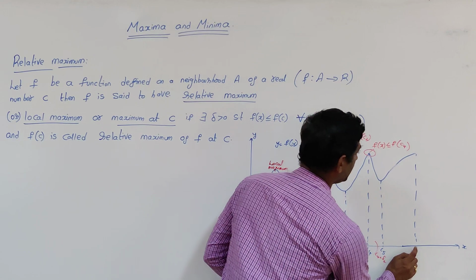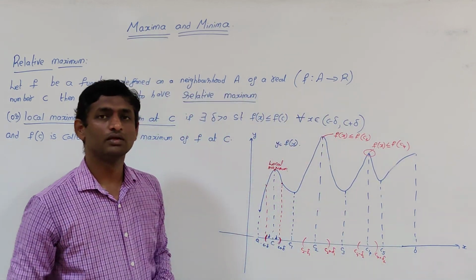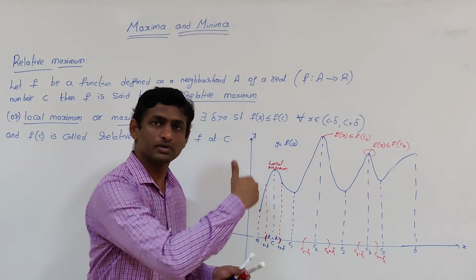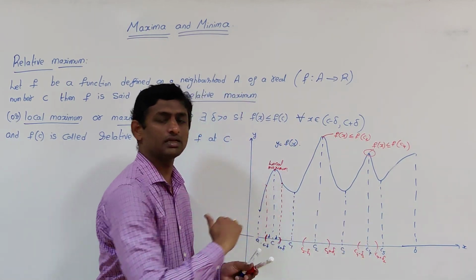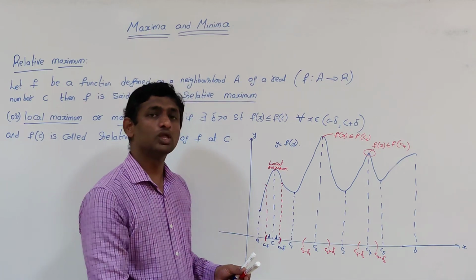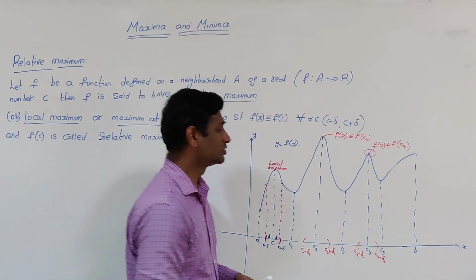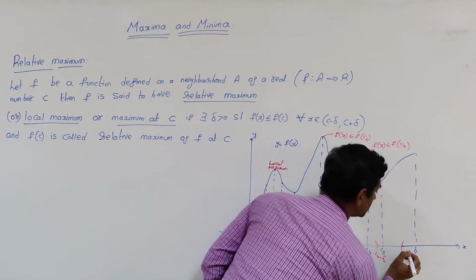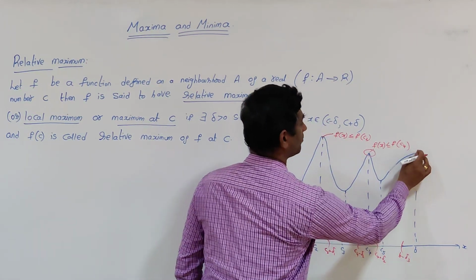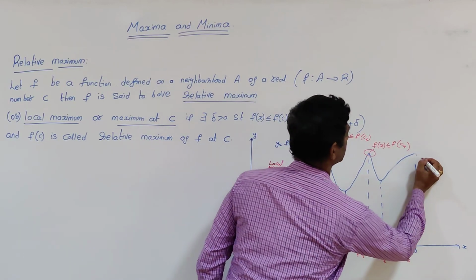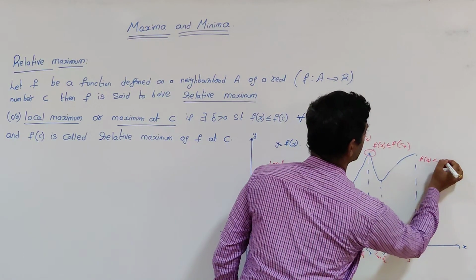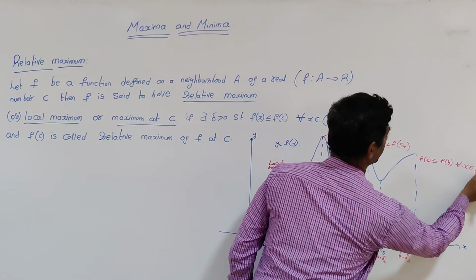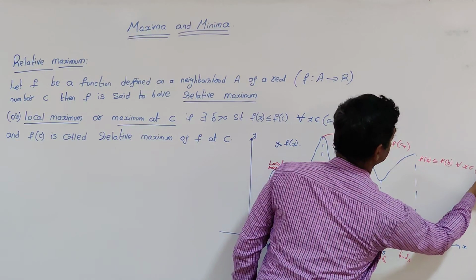Similarly, coming to B, as there are no points on the right side of B, there are only points on the left side of B. So we can take a small distance B minus delta 3. In this interval, f of x is less than or equal to f of B for all x belonging to the interval B minus delta 3 to B.